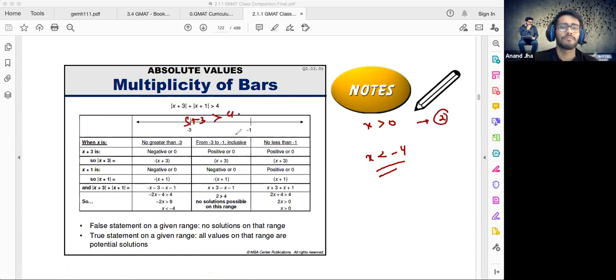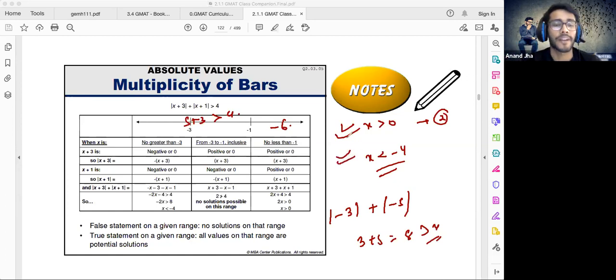8 is greater than 4. Satisfied. X less than minus 4: take any number less than minus 4, say minus 6. Minus 6 plus 3 is mod of minus 3, plus mod of minus 6 plus 1 is minus 5. 3 plus 5 is 8. 8 is greater than 4. Condition satisfied. Just blindly check the option. If you want to get the solution within 1 minute, don't solve it. Never solve it. Check from the option and then tick it accordingly.